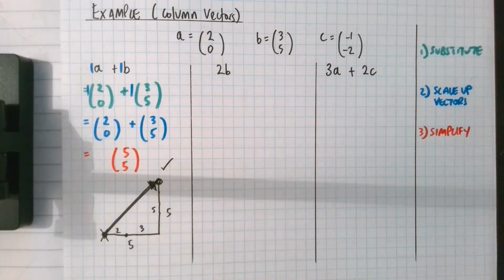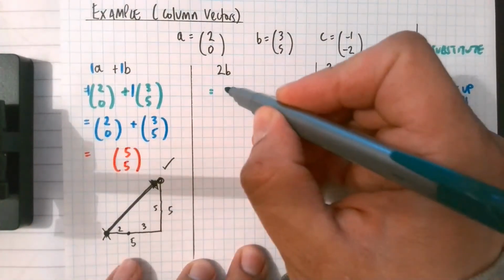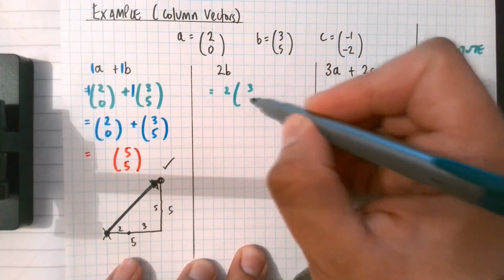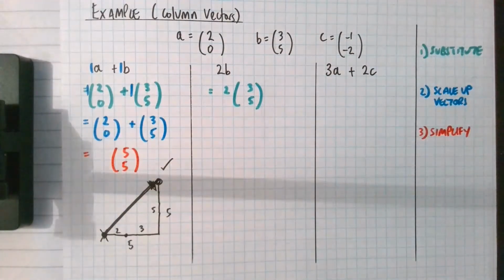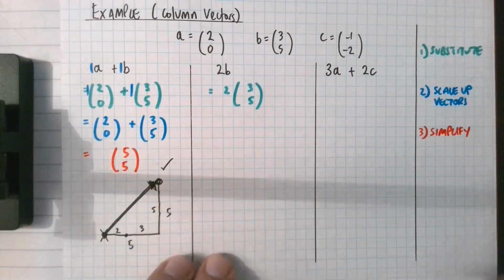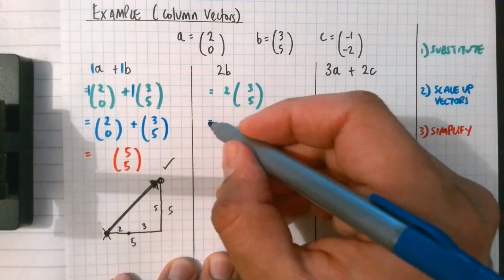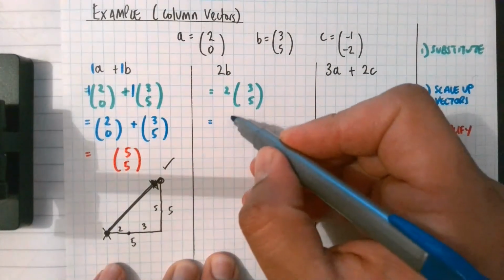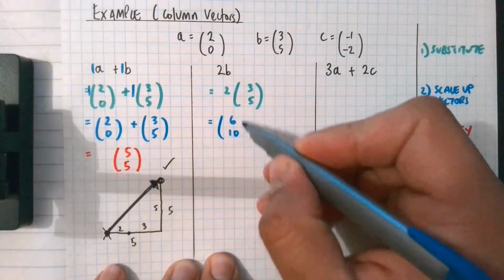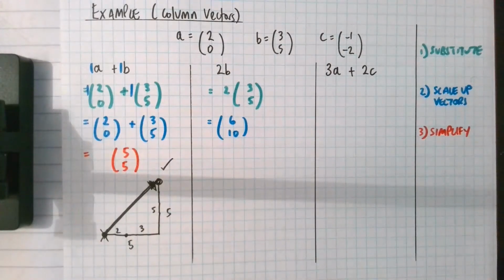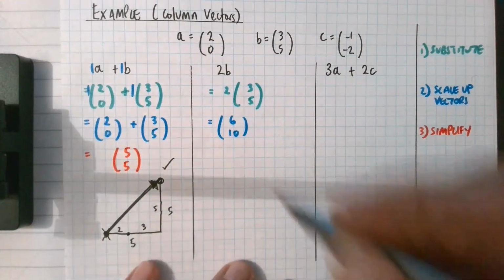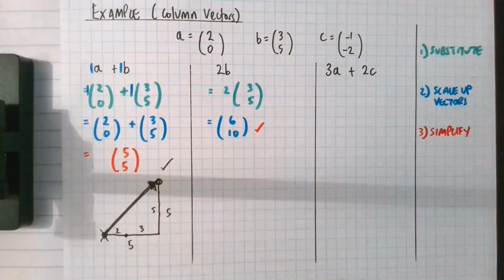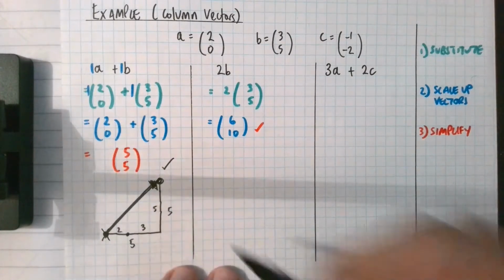For the second example, 2B, this is an example of scaling. So we substitute: we've got 2 and then the vector B goes in there, and now we scale up the vector. 2 times 3 is 6 and 2 times 5 is 10. So that's our vector. Now we can see this happen on a diagram. It's always good to visualize what's happening so you can understand. There's no simplifying in this question, by the way, because there's nothing to simplify.